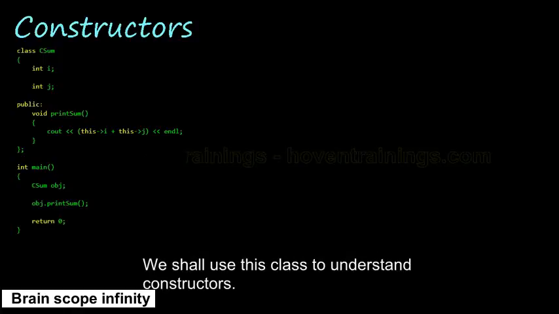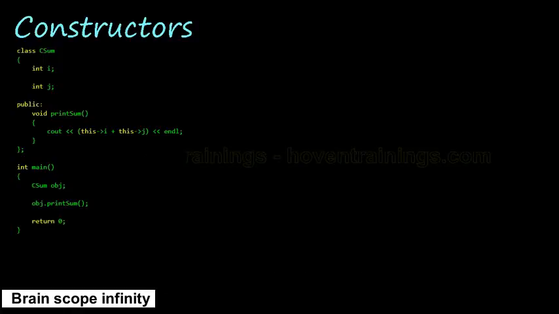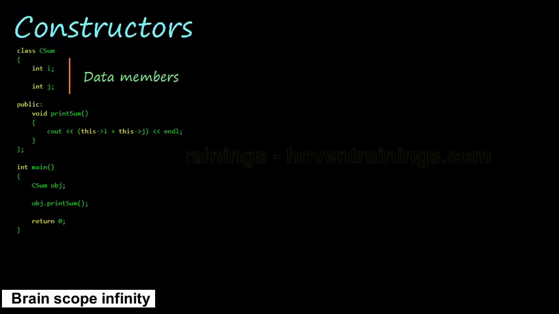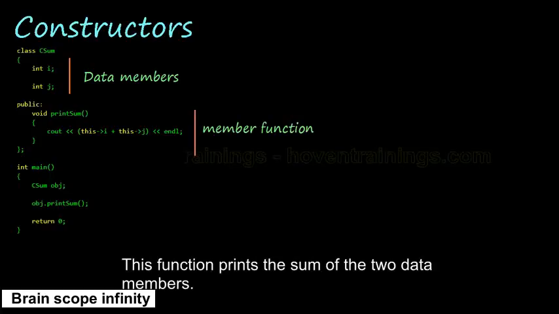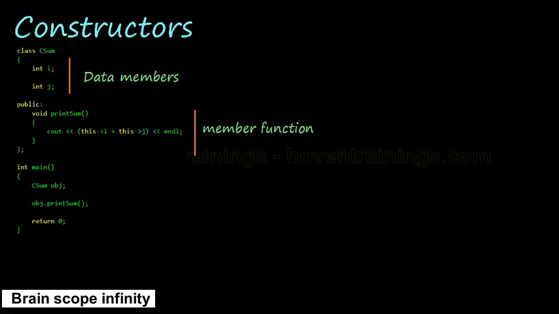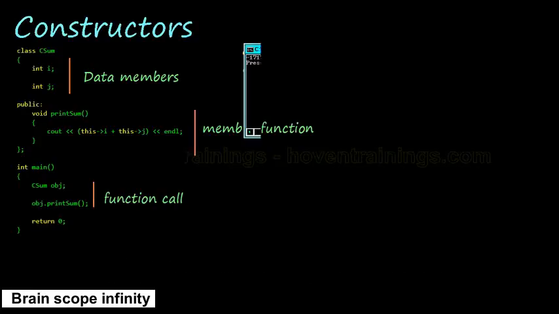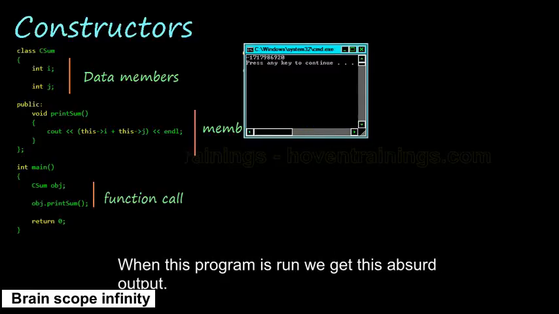We shall use this class to understand constructors. These are the two data members of this class. This function prints the sum of the two data members. Here we are creating an object, and calling the function. When this program is run we get this absurd output.